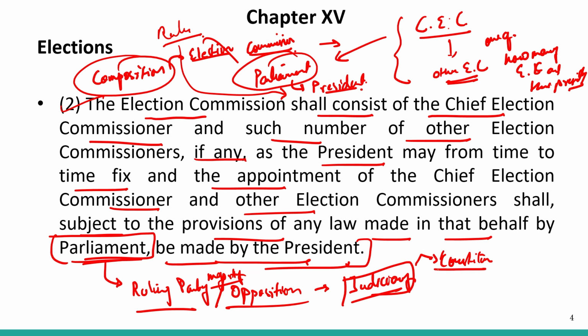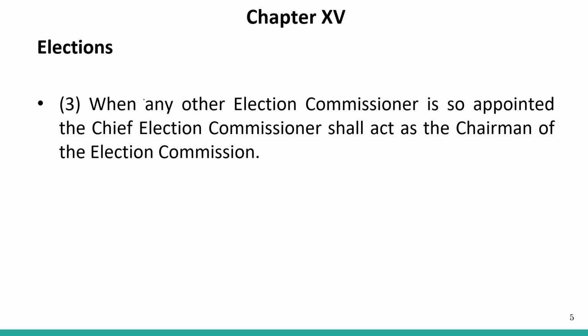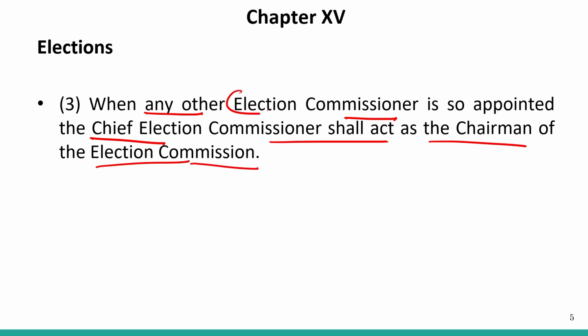So this helps in making sure that the chief election commissioner, who will be responsible for having elections take place, is appointed properly, which is very helpful in making sure that the elections are free and fair. That is the main agenda of this particular provision in the constitution related to elections. When any other election commissioner is so appointed, the chief election commissioner shall act as the chairman of the election commission. So when other election commissioners are appointed, it will be on the recommendation of the chief election commissioner.